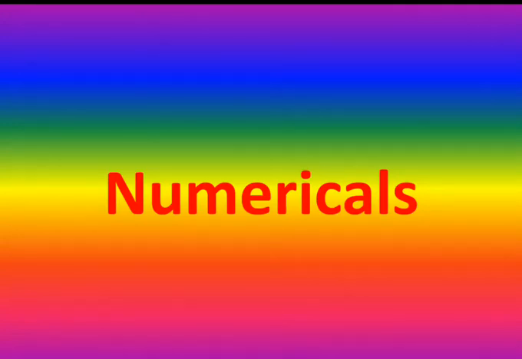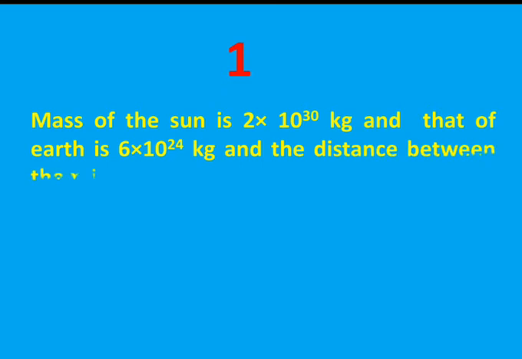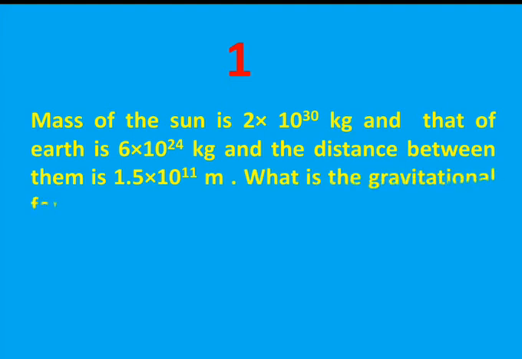Numericals. 1. Mass of the Sun is 2 into 10 to the power 30 kg and that of Earth is 6 into 10 to the power 24 kg, and the distance between them is 1.5 into 10 to the power 11 meter. What is the gravitational force produced between them?